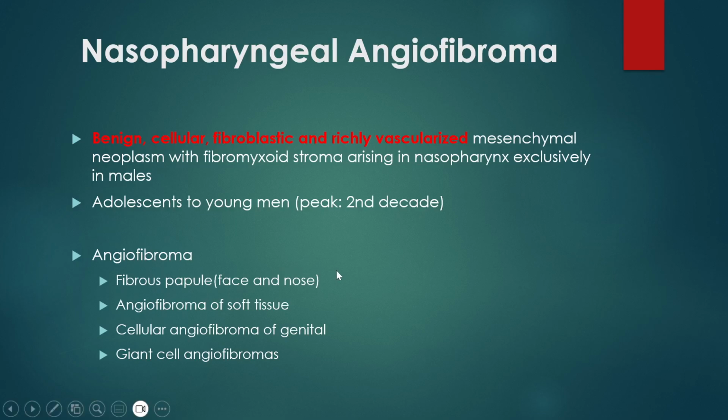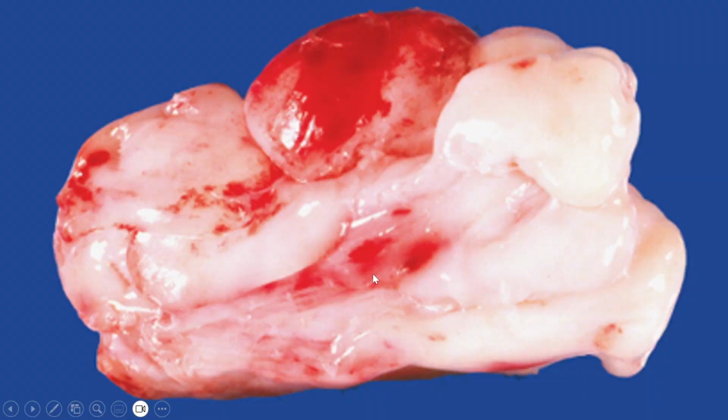Then the other one is cellular angiofibroma of the genital region. The characteristic finding is the immunostaining, which is CD34 positive and Rb loss. And then the last one is giant cell angiofibroma. This is one variant of solitary fibrous tumor, which we will talk about later. So do not get confused about angiofibroma.